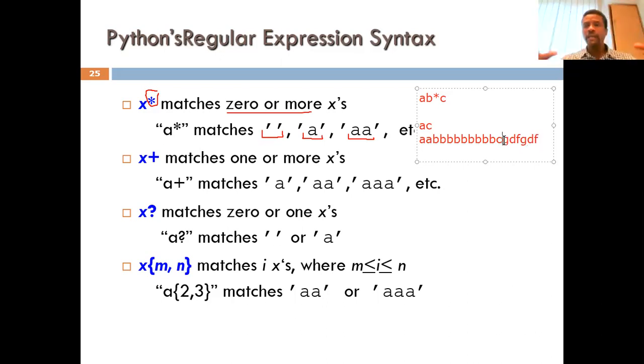So from the string, it looks for a pattern that matches this one. It starts with A, then B any number of times, then it ends with C. So what if I have this? What would be the possible output from this?